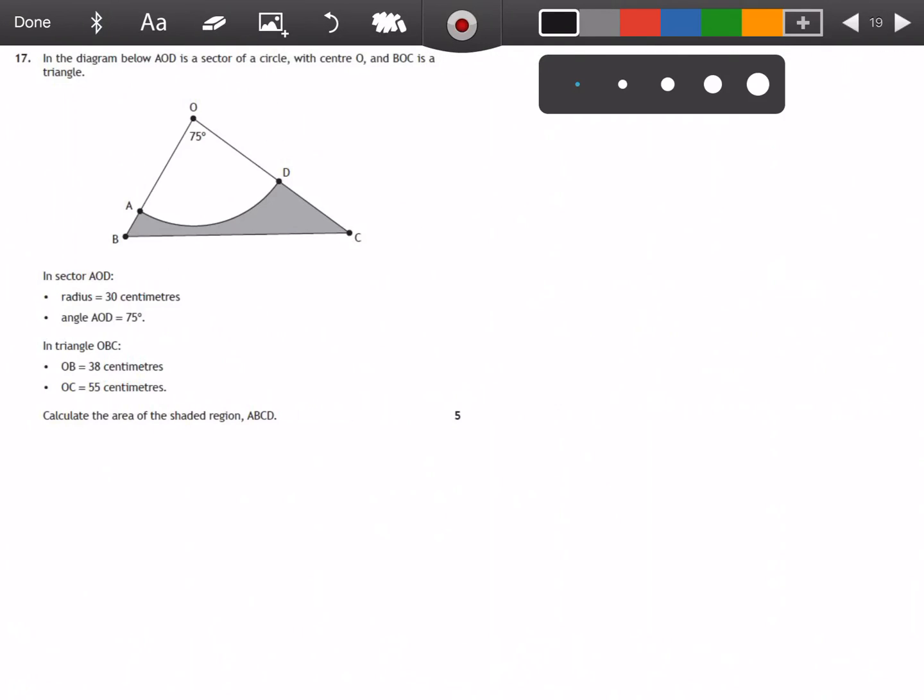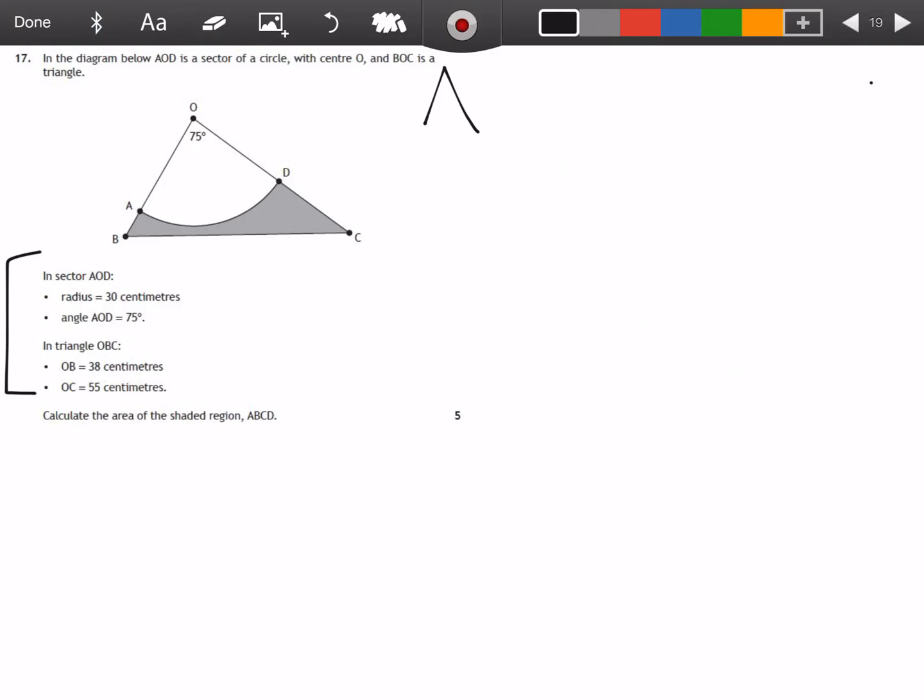Right, number 17. Sector of a circle inside a triangle. We're given some of the measurements. Just make sure you read, not all the measurements are on that diagram. This is very important. You're looking at these numbers here. What is the area of the shaded part? It's a triangle with a semicircle cut out. So basically you're going to work out the area of the triangle, work out the area of the sector part and do a subtraction.